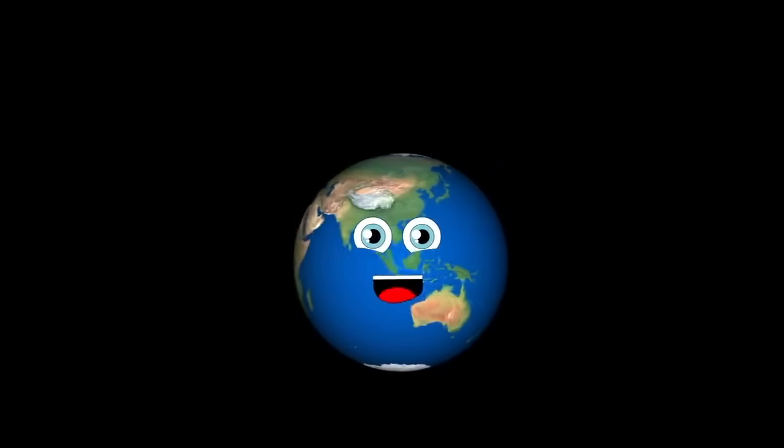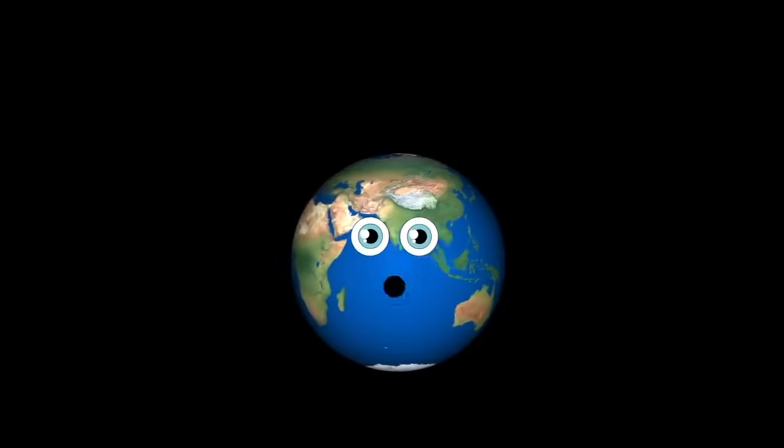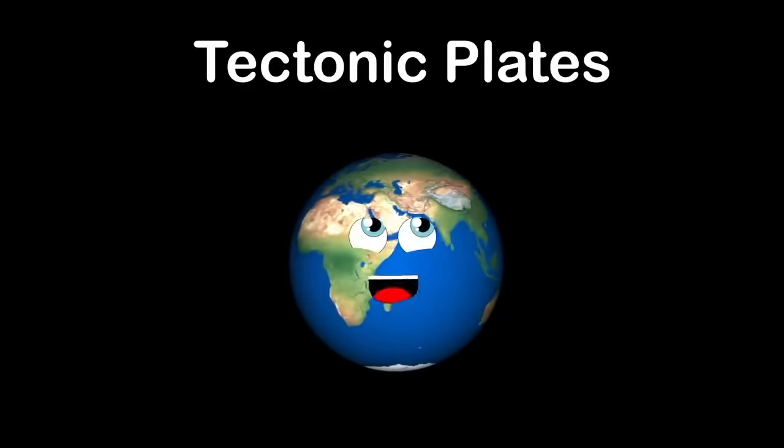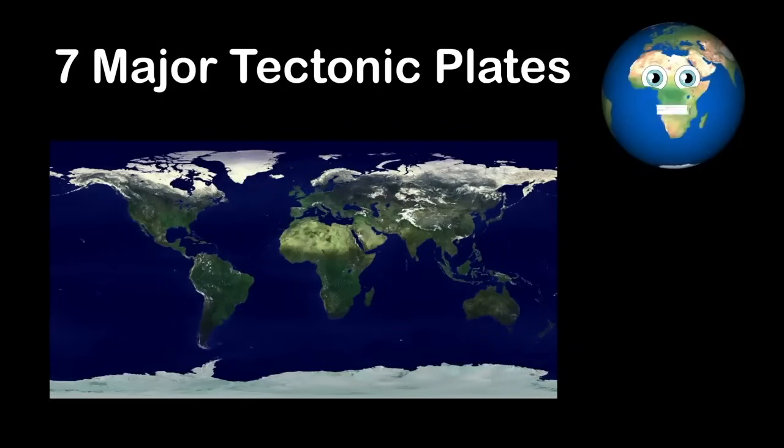What is an earthquake and where can they be found? Most are found between tectonic plates between the ground. 7 major tectonic plates cover our Earth, you see. These are the names of those plates and where they can be seen.